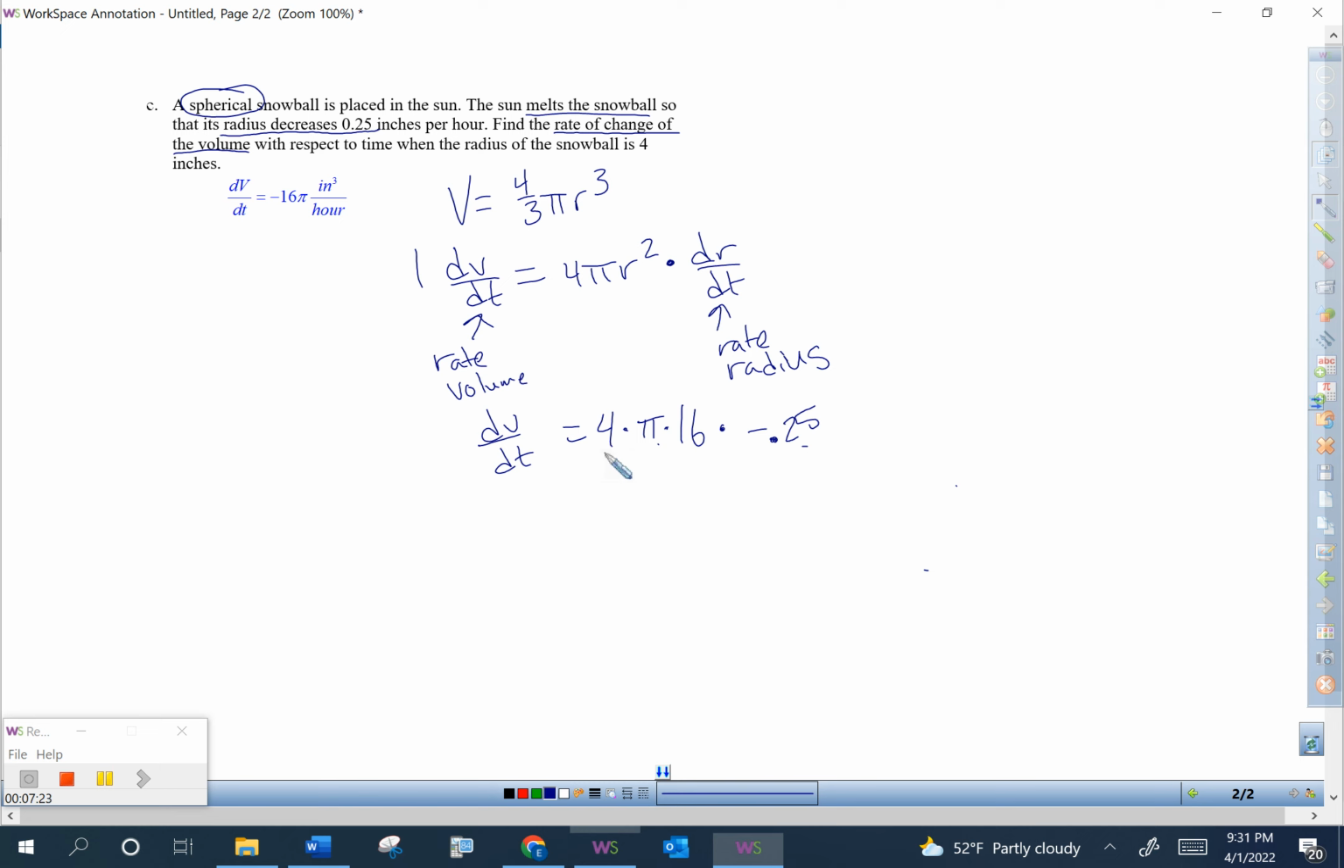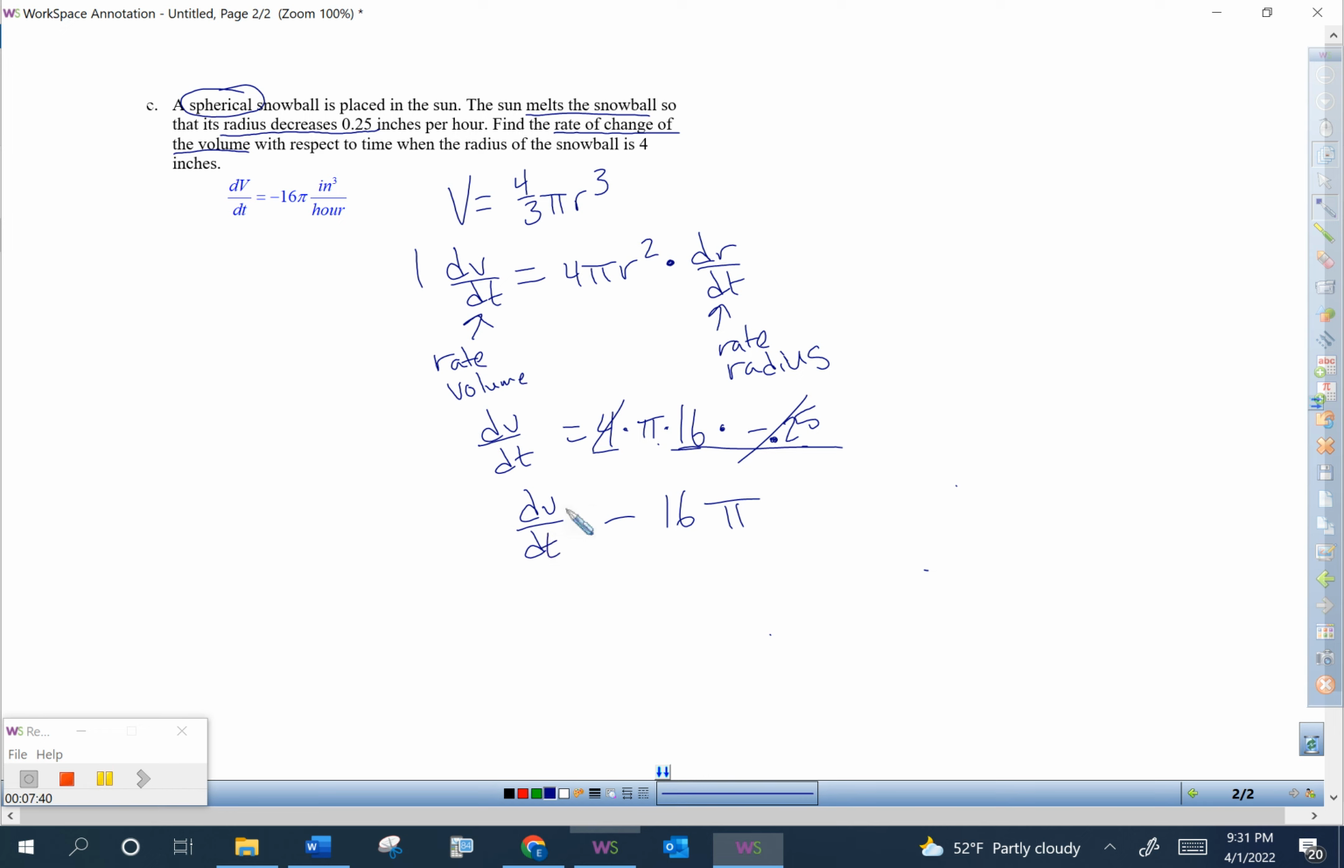You can put the whole thing in your calculator. Pi is irrational, so I like to leave it out. We've got a negative number. In this case, our 4 and our 1/4 cancel out, so it's just the 16. But calculator friendly, do as much as you need. Using our variables will help us with our labels.